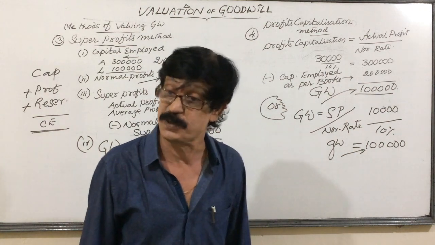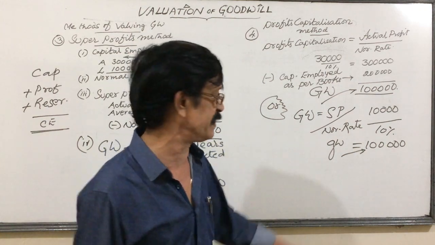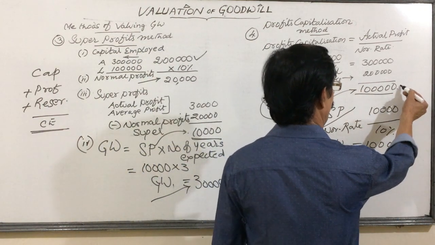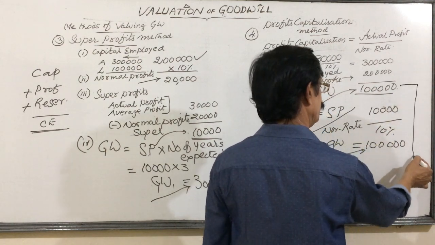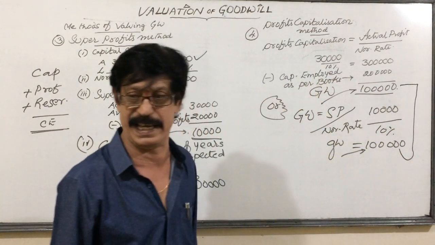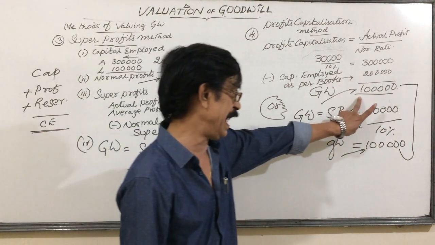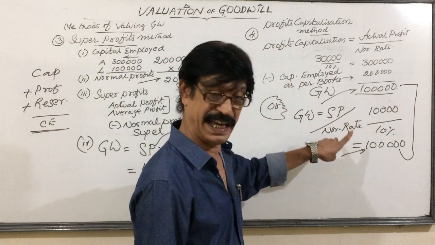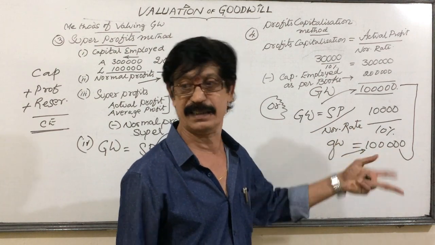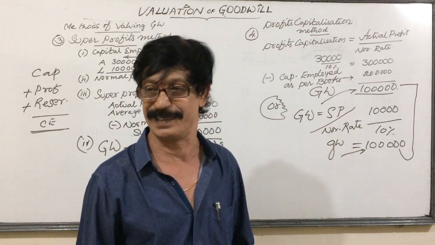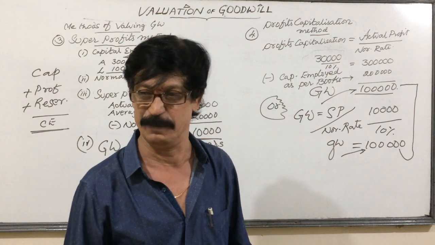What is it called? Super profits are directly capitalized, that is equal to 1 lakh. This is 1 lakh, and this is also 1 lakh. Both are the same. Or another way, directly super profits by normal rate, that also is 1 lakh. Both are the same.